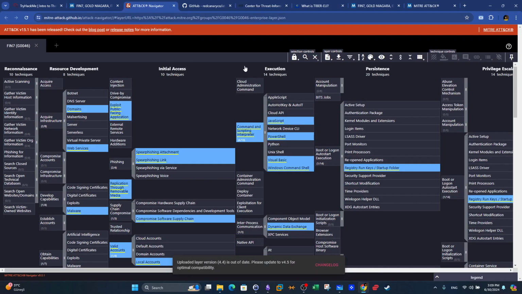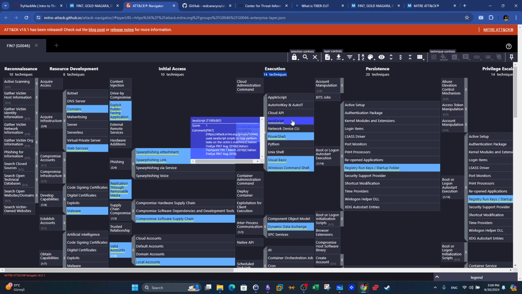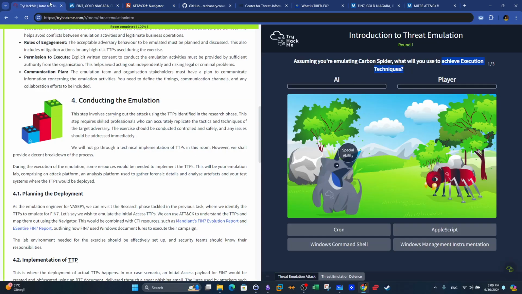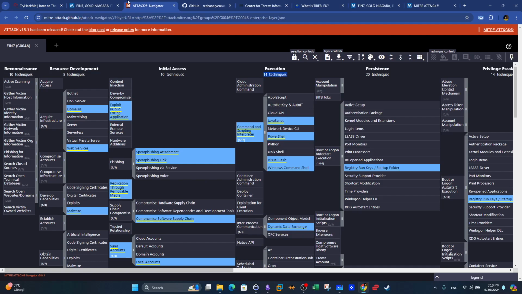How? We're going to click on view and open the navigator, and here we see the tactics and the techniques for every tactic. So in execution, we have 14 techniques, among which we have command and scripting interpreter, JavaScript, PowerShell, Visual Basic, Windows Command Shell. As you can see, we have many of them. But in the scenario here, we're going to use only some of them. So among the choices, we have cron, AppleScript, Management Instrumentation, and Windows Command Shell. Let's compare this with the existing techniques here.